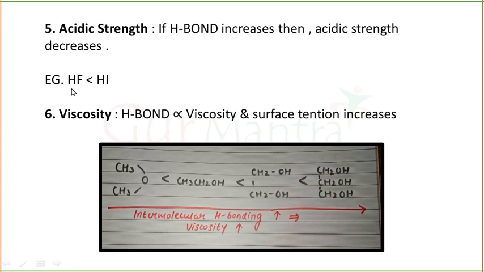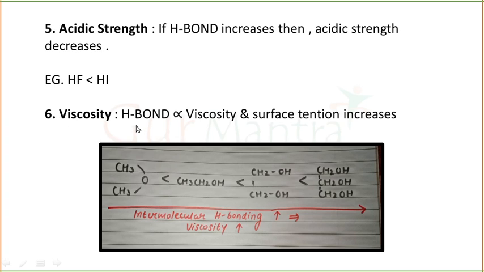As you can see here, in case of HF and HI, HF has the highest electronegativity. Fluorine has the highest electronegativity. That's why its hydrogen bonding should be high. But if its hydrogen bonding is high, then its acidic strength should be low. That's why in case of HF and HI, hydrogen fluoride has the least acidic strength as compared to hydrogen iodide.